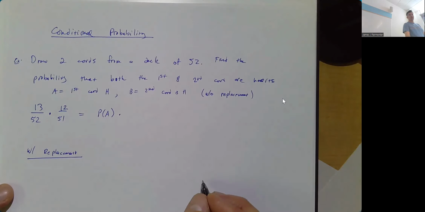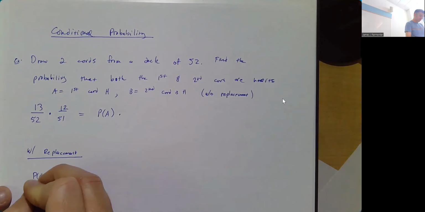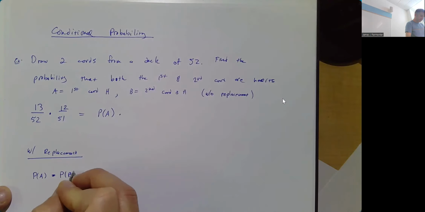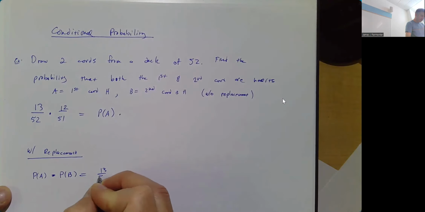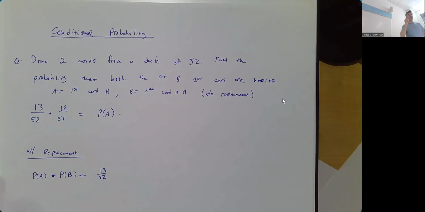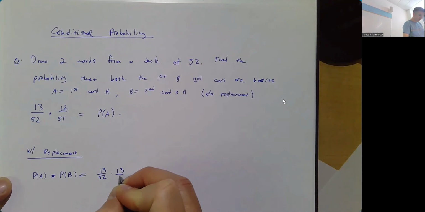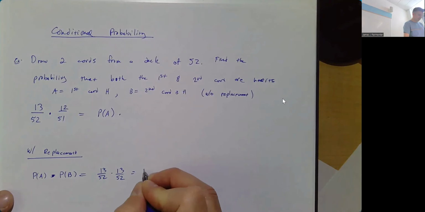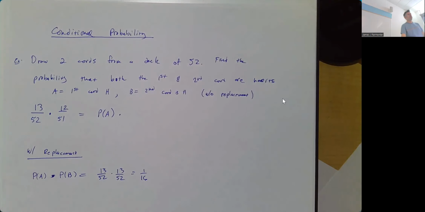If it was with replacement, the probability of the first card as a heart is 13 out of 52. And if I put that card back in the deck and then draw again, the probability of the second card as a heart is also 13 out of 52. Which is 1/4 times 1/4, which is 1/16. I don't actually care about the numbers here. I almost never care about the numbers, really.